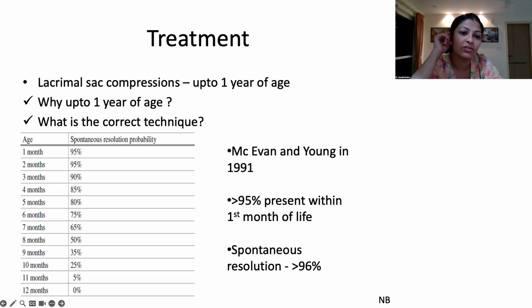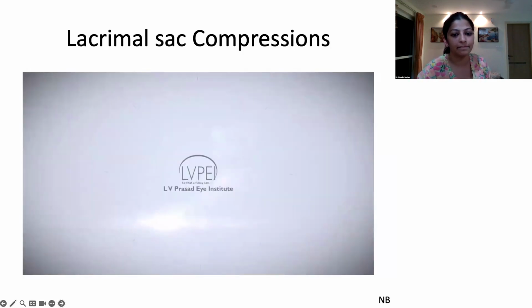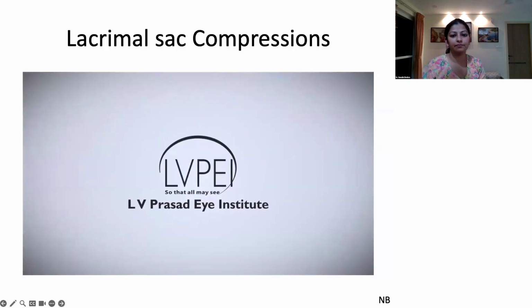So based on this observation, we suggest doing lacrimal sac compressions for up to 1 year of age. Try to see if there is spontaneous correction. And if there is spontaneous resolution, well and good. If not, then after 1 year of age, take the child up for probing. Next. So let us understand how to go ahead and do the compressions.